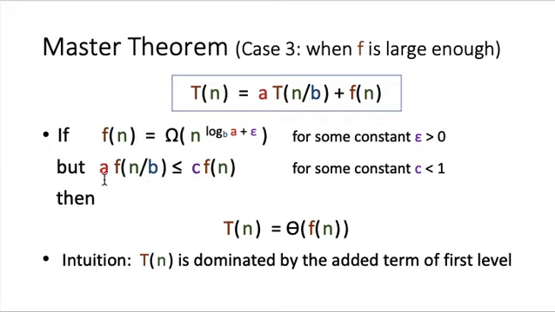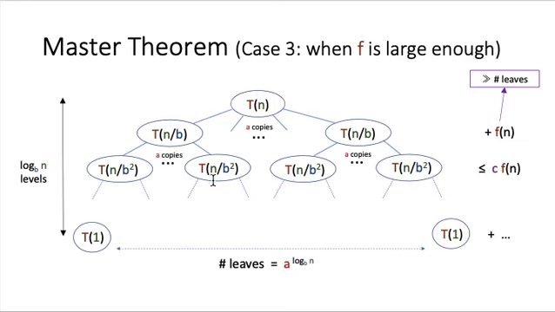Now in that sense, T of n is dominated by what we add at the first level. So T of n is theta of f of n. How does this work? Here is the same recursion tree, and the first level is f of n. We see that f of n is much larger than the number of leaves, so we can just forget the leaves. For the next level, it is less than or equal to c times f of n. And the level after that is less than or equal to c squared times f of n, and so on and so forth.